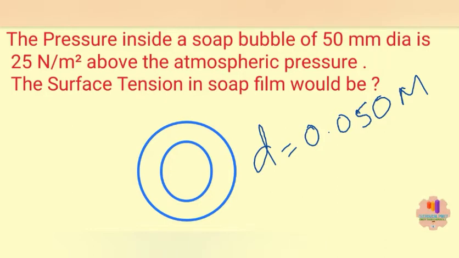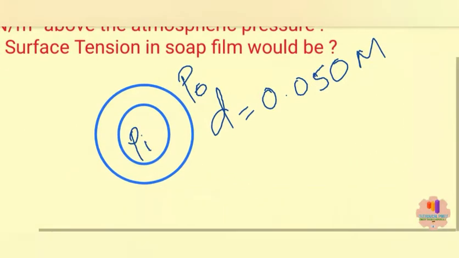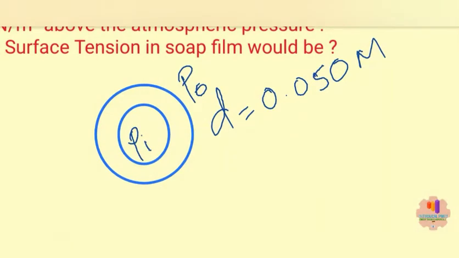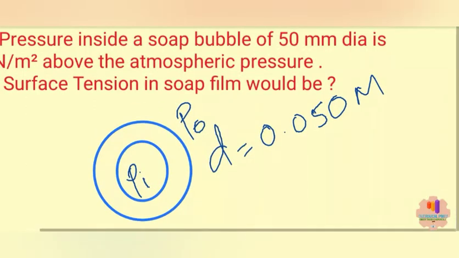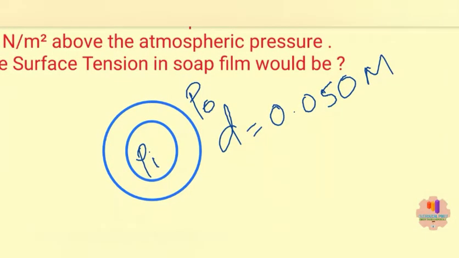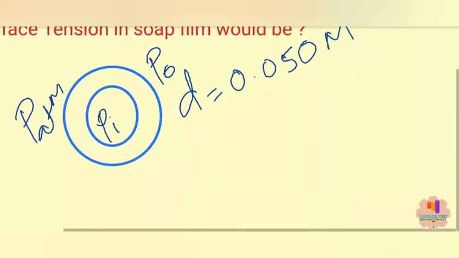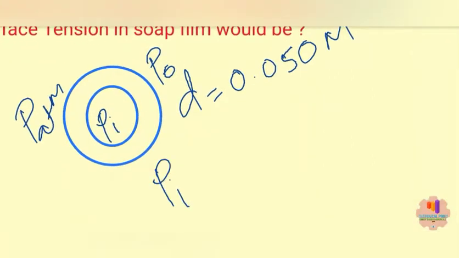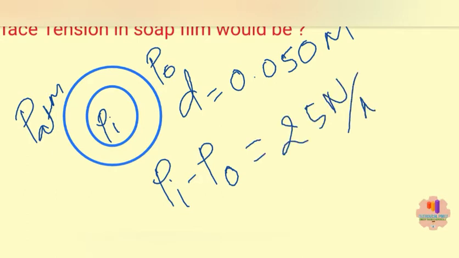And the inside pressure, let's suppose, is Pi, and the outside pressure is Po. The inside pressure is 25 Newton per meter square above the atmospheric pressure. The outside pressure is P atmosphere because it is exposed to our atmosphere, and the inside pressure is Pi. So it is given that Pi minus Po, that is P atmosphere, is equal to 25 Newton per meter square.